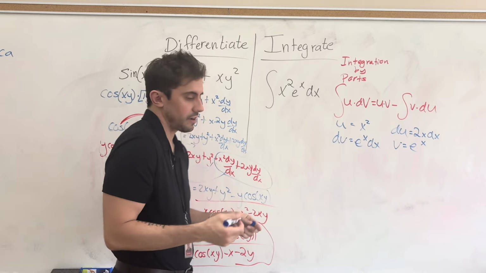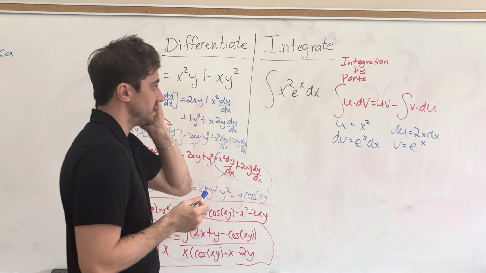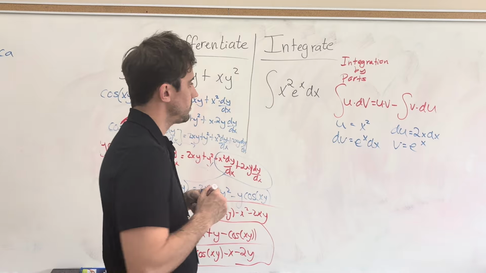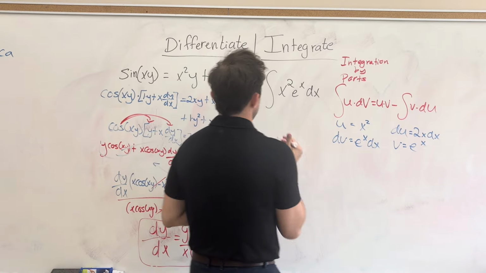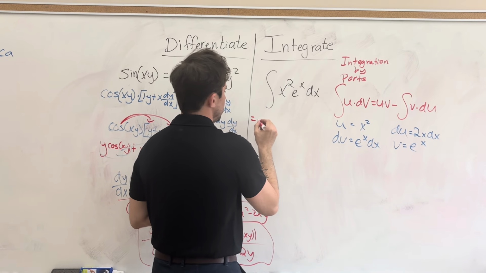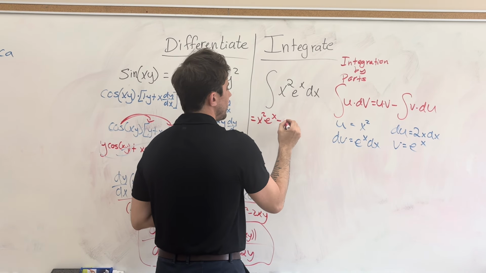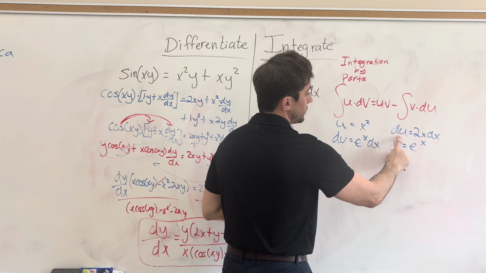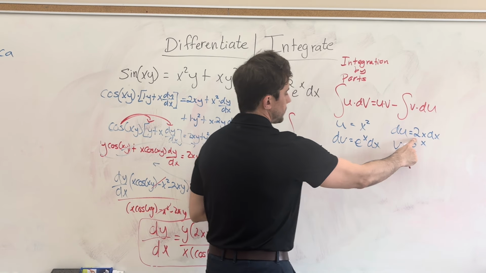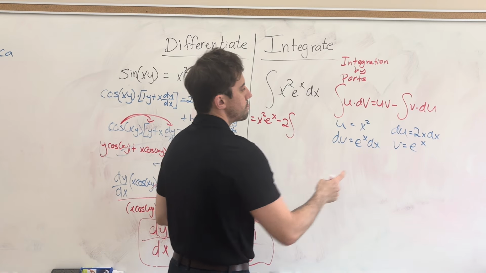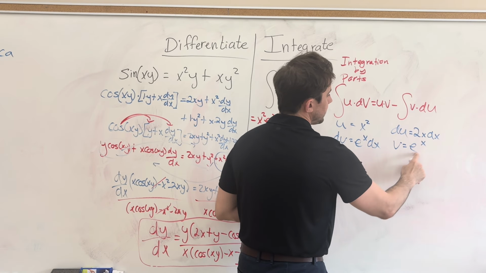And that's really great. So what that means is now we can rewrite our original integral into u times v, so that'll be x squared times e to the x, minus the integral of v times du. Now, v du is going to be a 2 out front, classic integral rule, right? Times x e to the x dx.